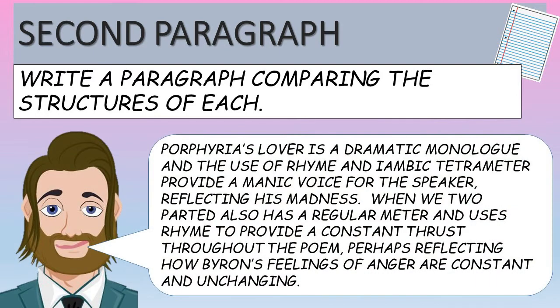I'm going to say this: Porphyria's Lover is a dramatic monologue, and the use of rhyme and iambic tetrameter provide a manic voice for the speaker, reflecting his madness. When We Two Parted also has a regular metre and uses rhyme to provide a constant thrust throughout the poem, perhaps reflecting how Byron's feelings of anger are constant and unchanging.